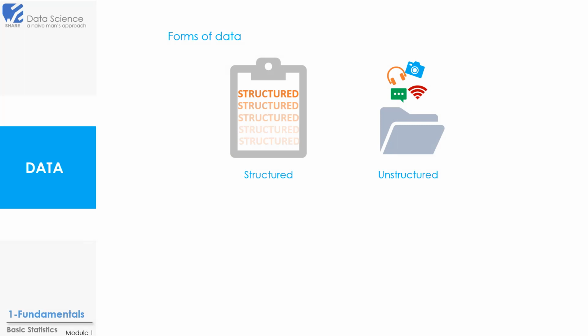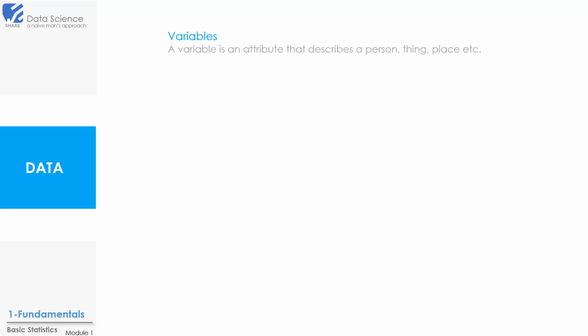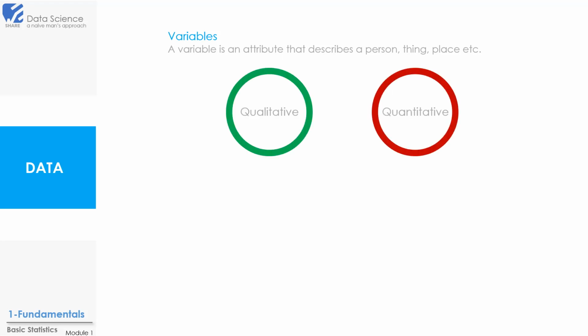Now data is a record of any quantity. And we have already seen that there are two forms in which we have our data, structured data and unstructured data. Then we have variables. Now a variable is an attribute that describes a person, thing, place, etc. There are two types of variables, qualitative variable and quantitative variable.